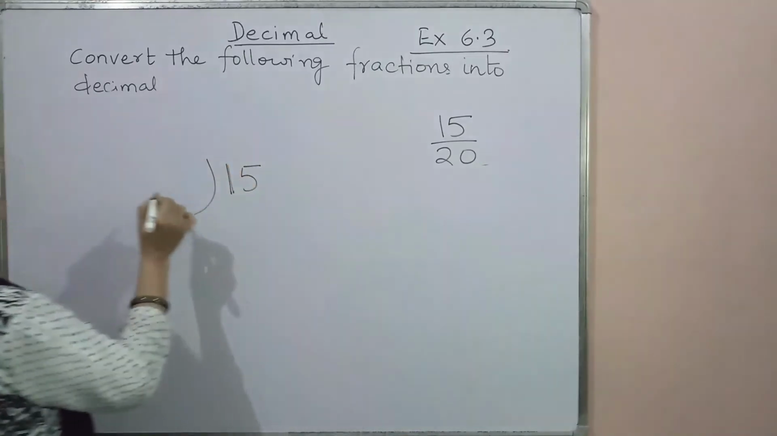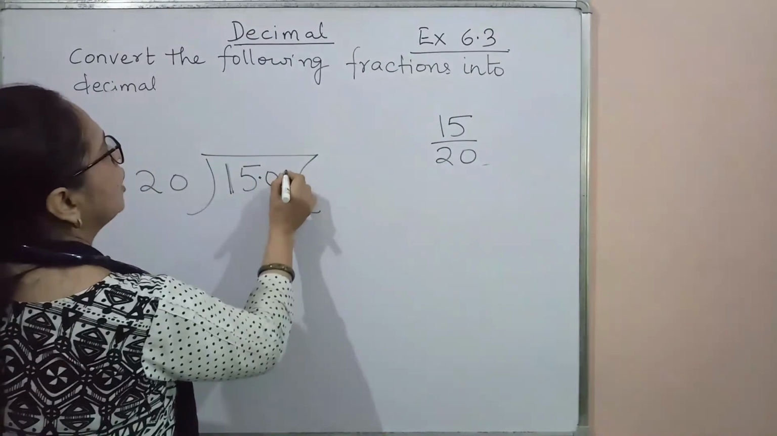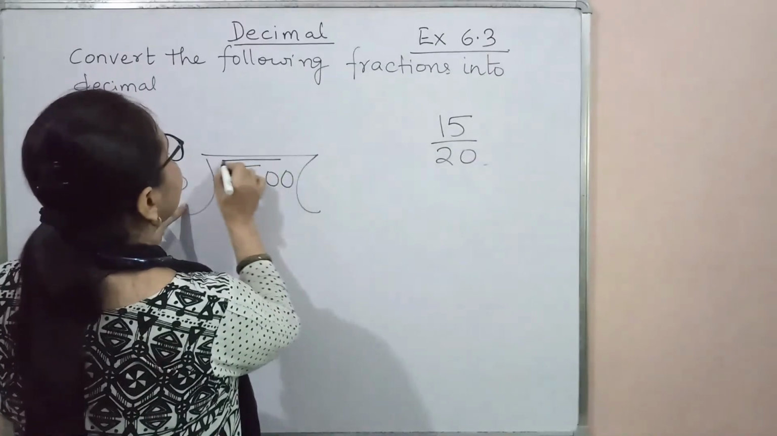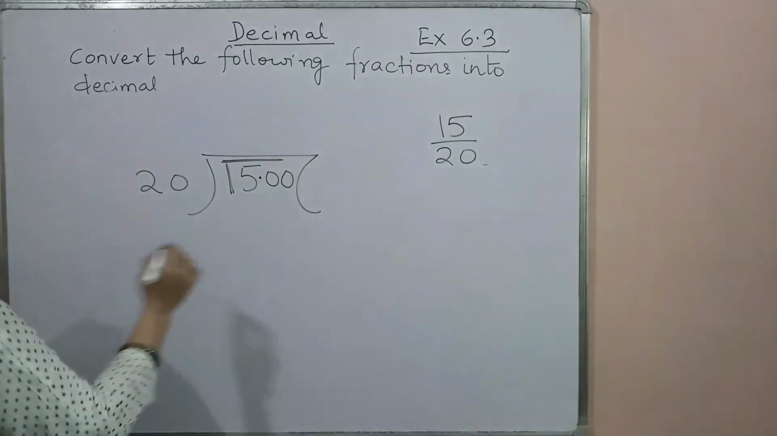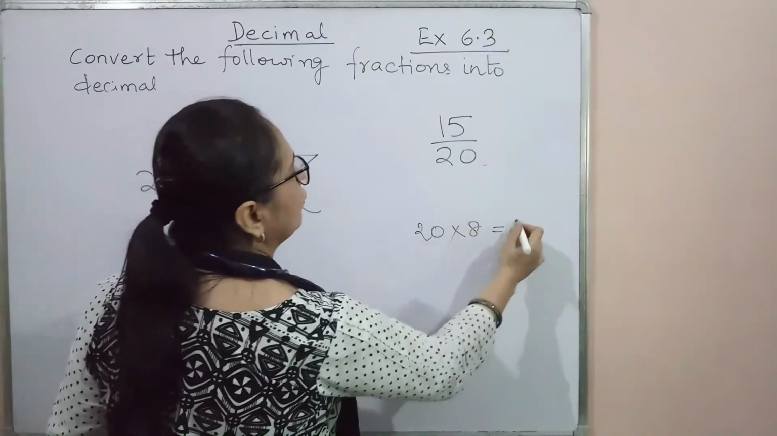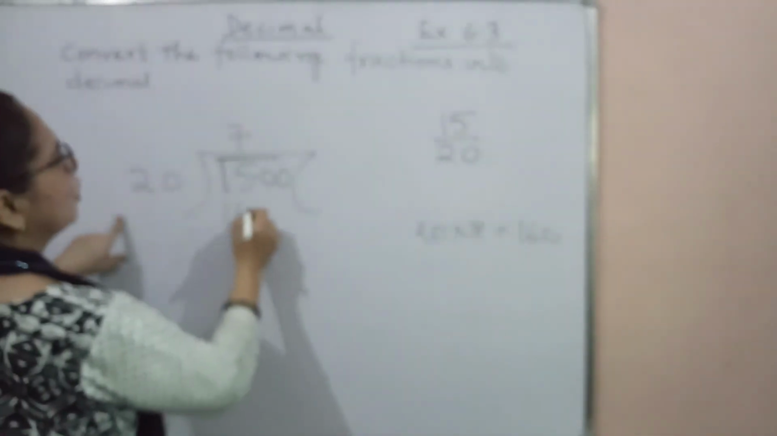Now 15 upon 20, we all know 15 will be written here. It is to be divided by 20. Now we know it's not going to work out unless and until we put zeros after the decimal. Now 20, obviously we will have to take these three numbers, 15 is not going to work. So 20, how many times? If you do 8, 8 twos are 16, it becomes 160, which becomes bigger. So let's take 7. 7 twos are 14 and we have a 0.